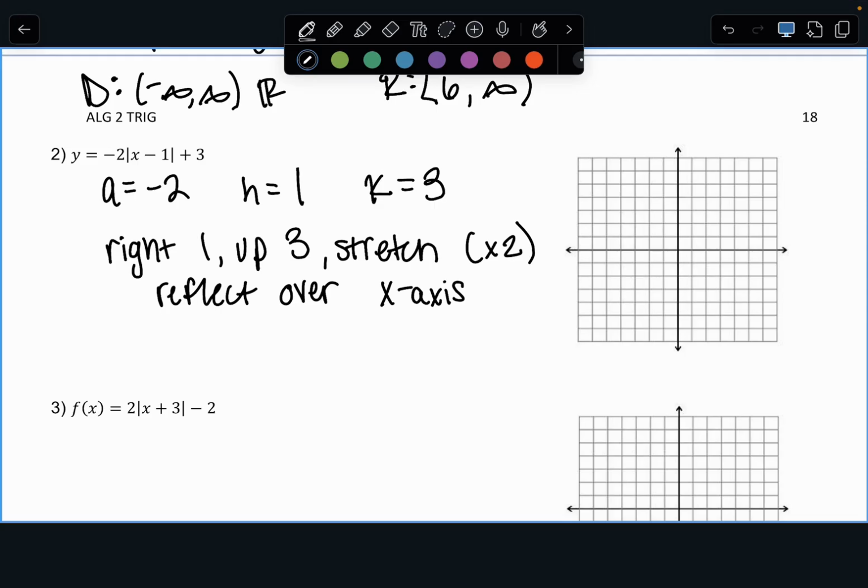Okay. Now we graph. My vertex is where? What point? 1, 3. I graph it. Boom. The slope on my right-hand side is what?